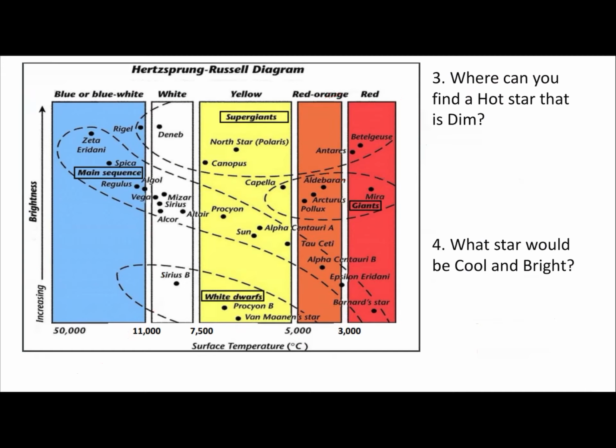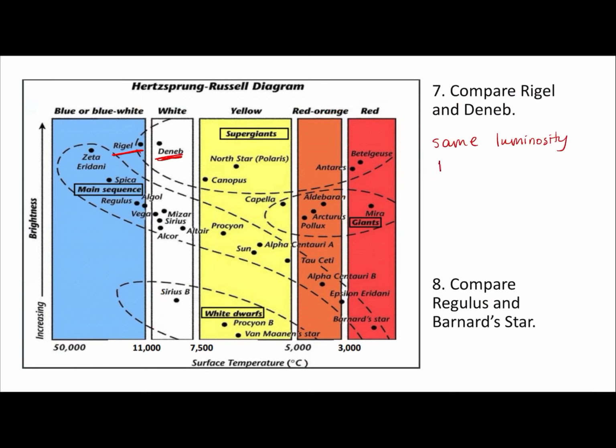All right, compare Rigel and Deneb. So again, about Deneb, where is Rigel? Oh, right next to it. So these two, the dots are about the same height, so they have the same luminosity. And then temperature-wise, Rigel is slightly to the left compared to Deneb, so Rigel would be hotter because it is a blue star compared to a white star.